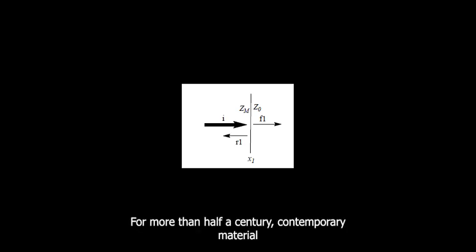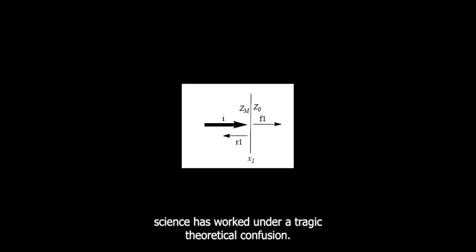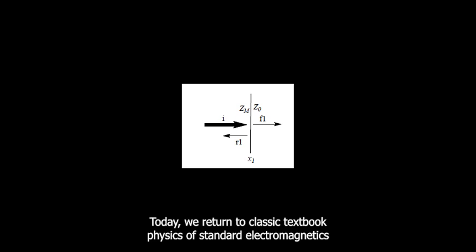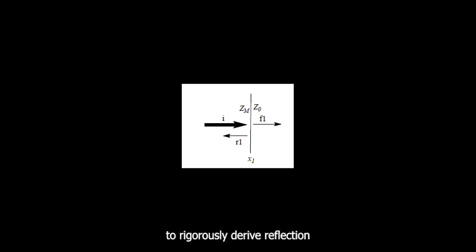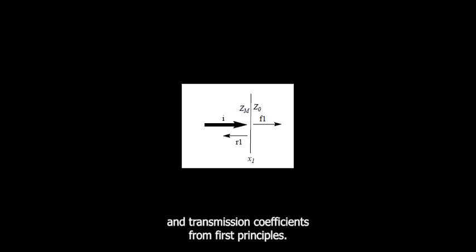For more than half a century, contemporary materials science has worked under a tragic theoretical confusion. It has conflated the local behavior of an isolated interface with the compound behavior of a metal-backed film. Today, we return to classic textbook physics of standard electromagnetics to rigorously derive reflection and transmission coefficients from first principles.